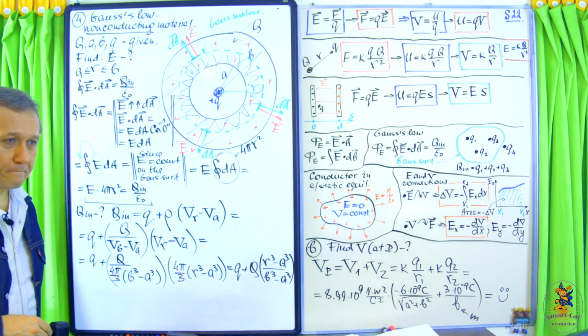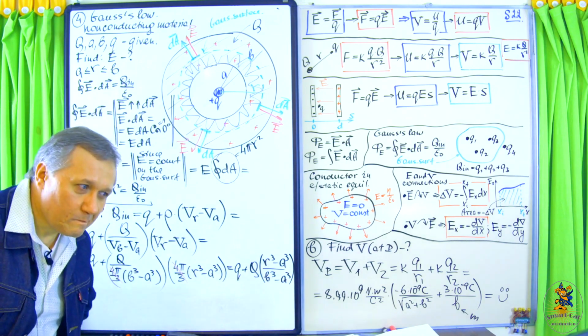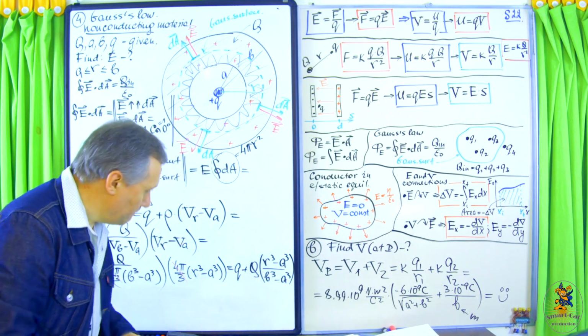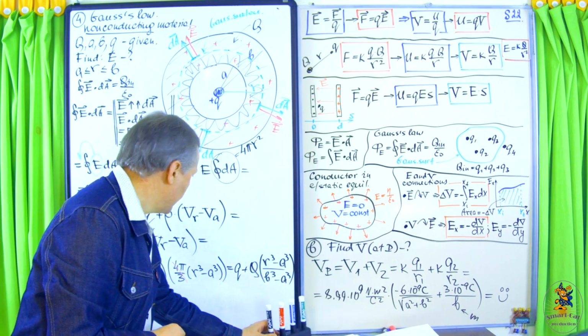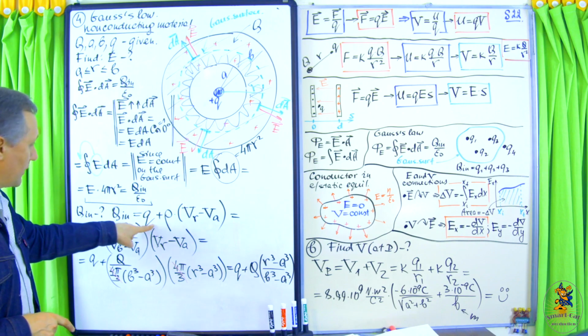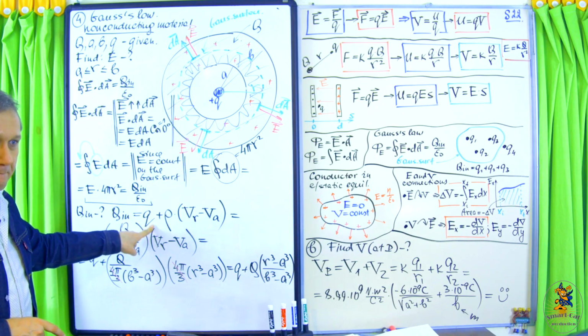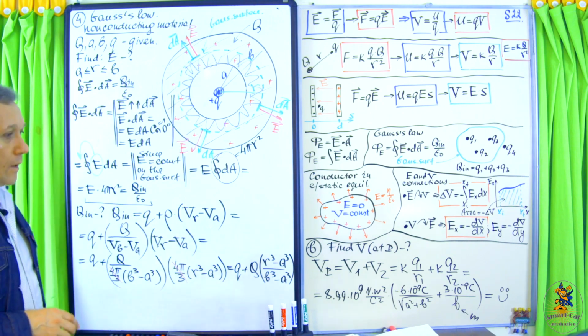Excuse me? Can you just go over one more time how you got the Q inside up top, that first equation, Q plus P VR minus V? This one, right? Yes, please.